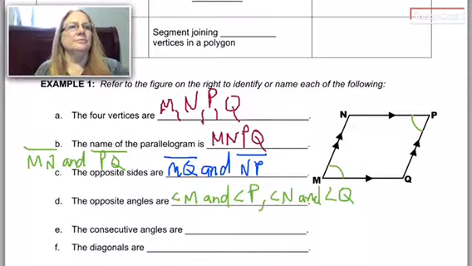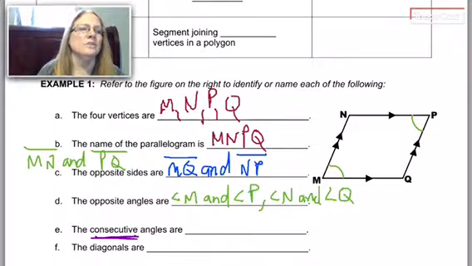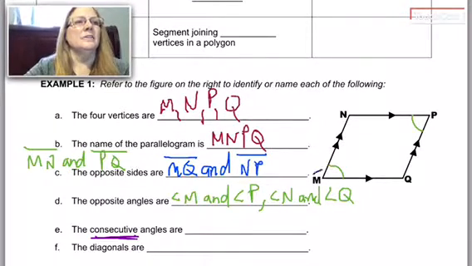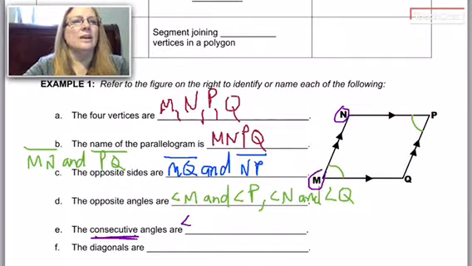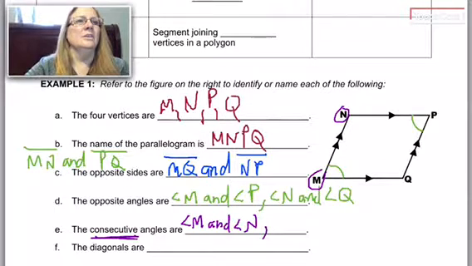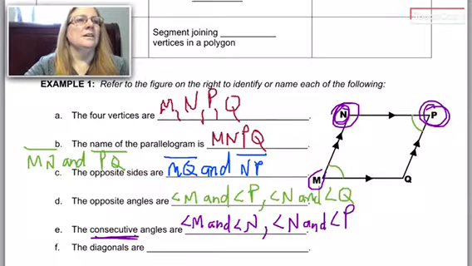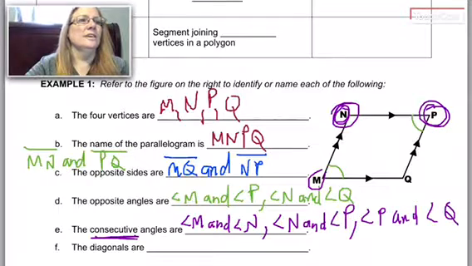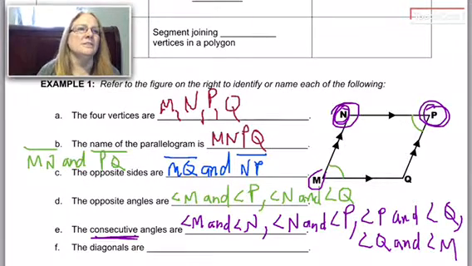Now we have consecutive angles. Consecutive angles are the angles that are next to each other. So we have more than two of them because I can look at M and N and those are next to each other. So angle M and angle N are consecutive, but so is N and P. Those are next to each other. Angle N and angle P, as well as angle P and angle Q. And lastly, we have angle Q and angle M. So we have 4 pairs of consecutive angles.